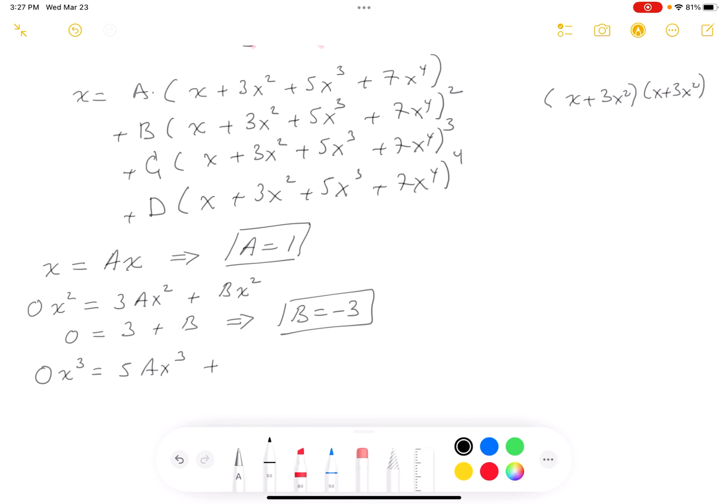Now what would you get over there? If I wrote that down, it would be x times 3x squared, or it could be 3x squared times x. How many would that give you? It would give you 6. So that would be 6b.